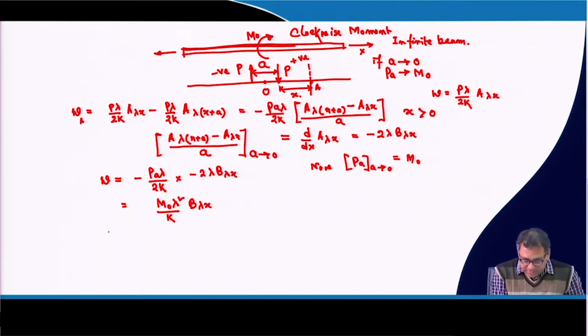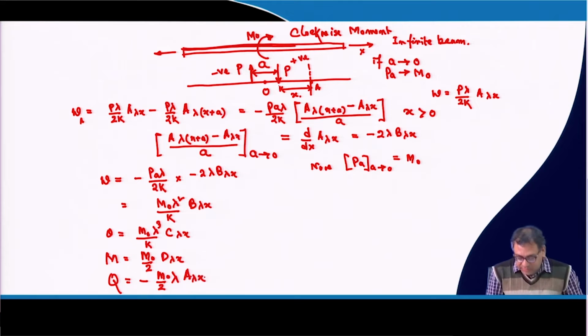Similarly, I can write the slope equation, and that is M0 lambda cubed divided by k, C lambda x. Bending moment is equal to M0 by 2, D lambda x. Shear force is equal to minus M0 by 2, lambda A lambda x. So, these are the equations for a concentrated clockwise moment. You can get these equations as I have discussed in the concentrated load case.